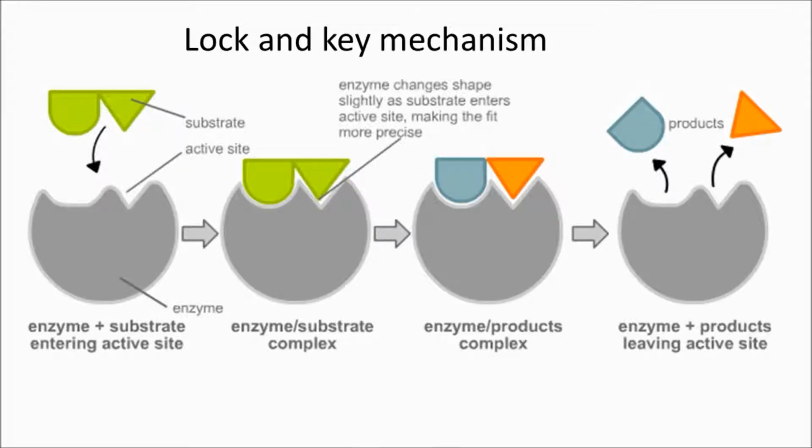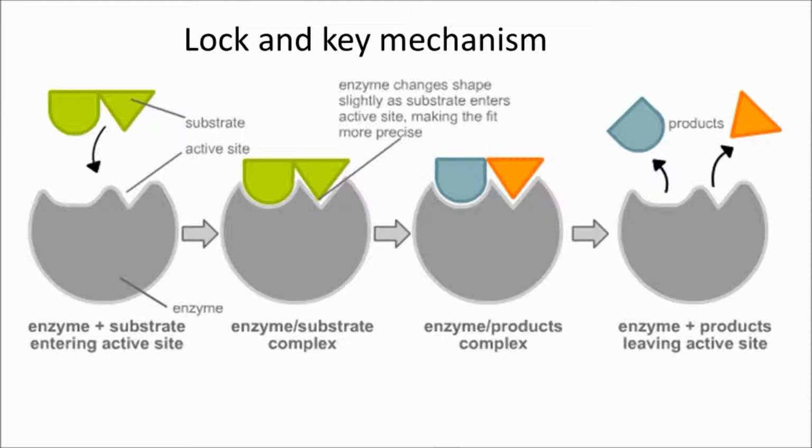So the enzyme and the substrate fit together perfectly. And this is called the lock and key mechanism because only your key fits your lock. It's completely specific. The active site changes shape to grip the substrate and strain the bond, and this bond is broken down and the products are released.